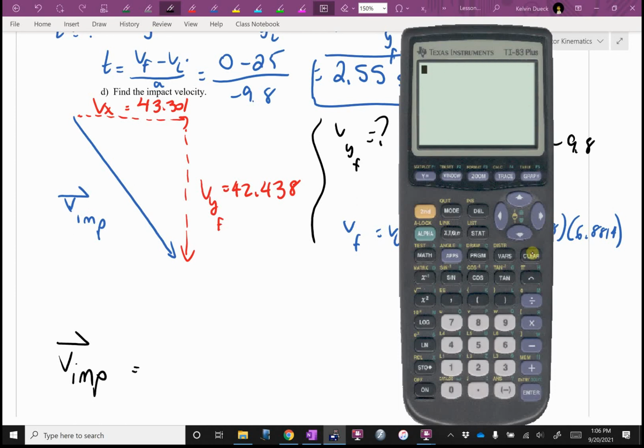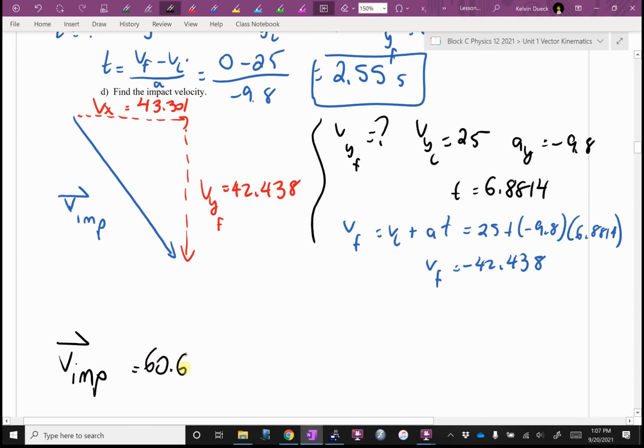Do it. Let's try that again. Dope. Do you get 60.6 as your magnitude? Where's theta going to go? Top left or bottom right? Top left. Color, color, color, color, color.